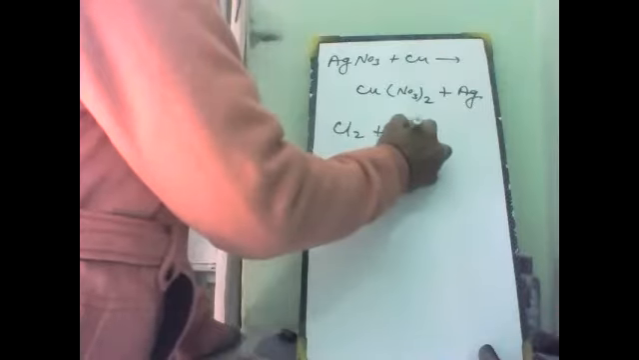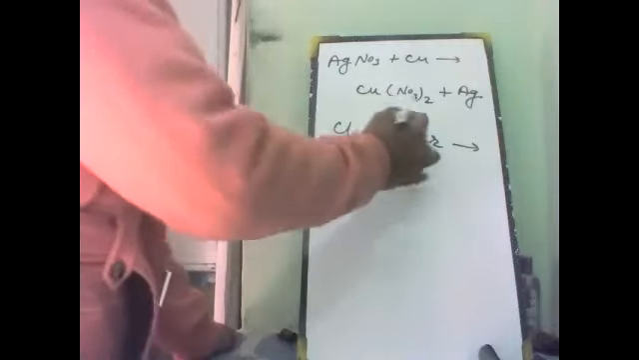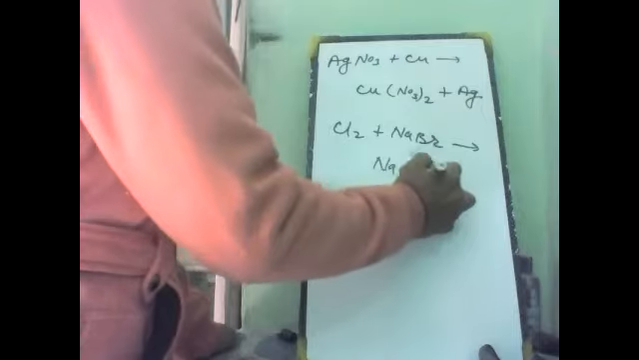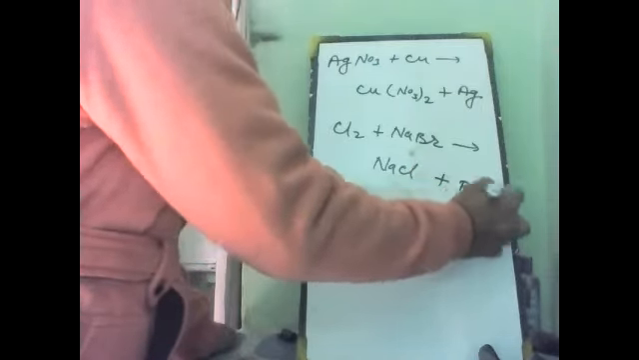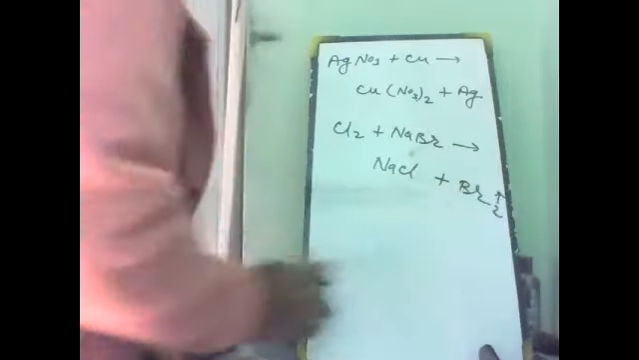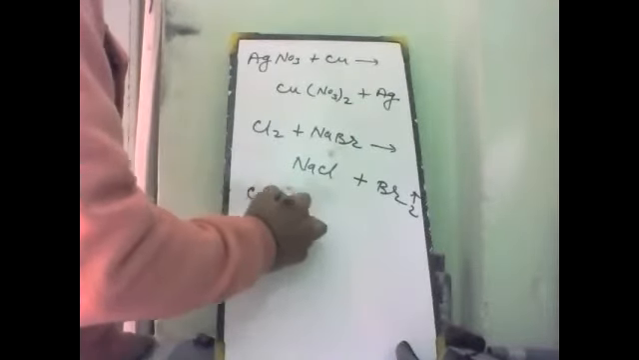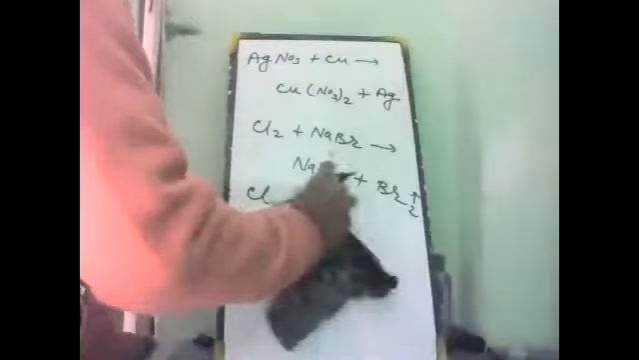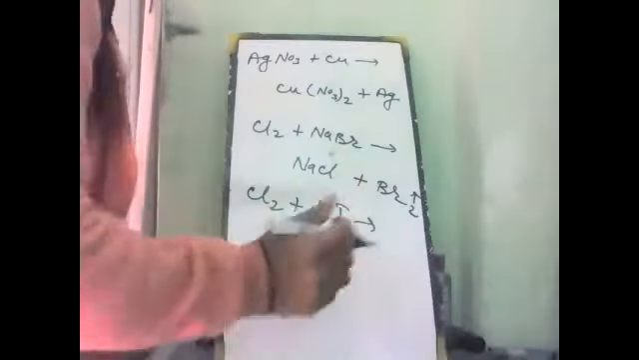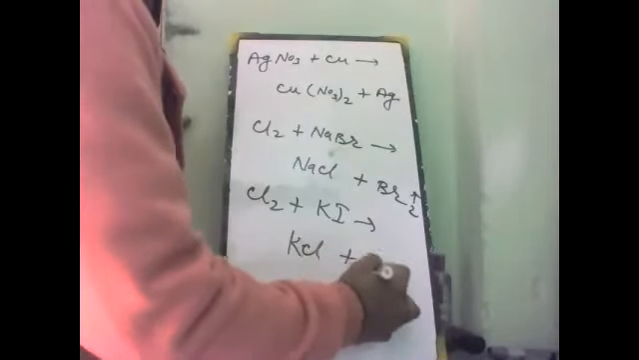Cl2 reacts with sodium bromide. Now it displaces the bromine from the sodium bromide. It changes into NaCl and bromine gas evolves out. Then chlorine reacts with potassium iodide, KI, and it displaces iodine from the potassium and forms potassium chloride and displaces iodine.